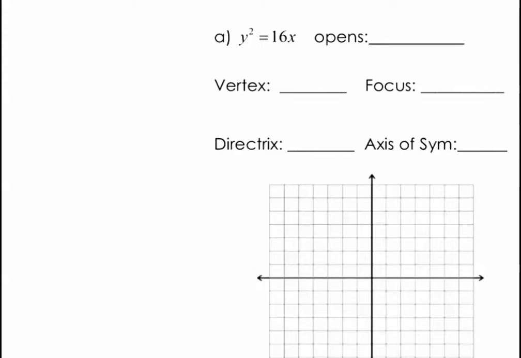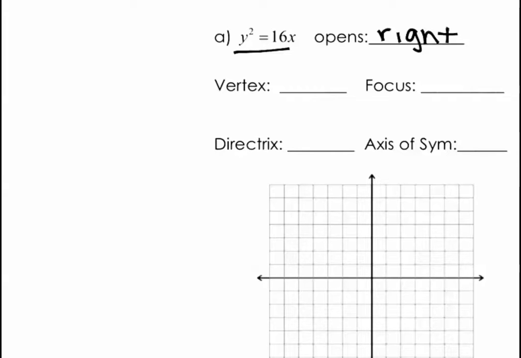Okay, so we're going to go ahead and look at example 1a, where it's asking us to graph the parabola and then just identify some important information. So the first thing you want to do is make sure that your equation is solved for the squared variable, which in this case it is. You can see y squared equals 16x. So then when we refer back to our list, we know that y squared is going to be opening either left or right, and since this 16 is positive, we're going to go ahead and say that it's opening to the right.